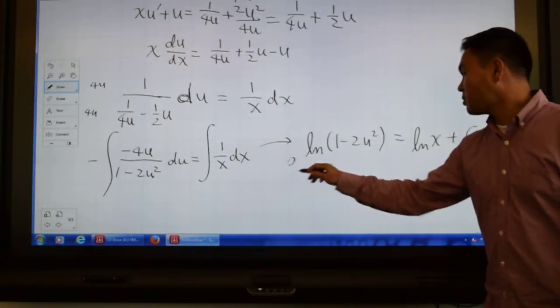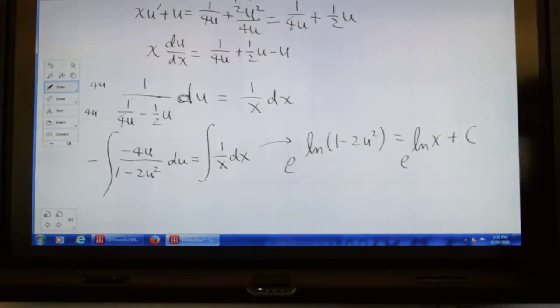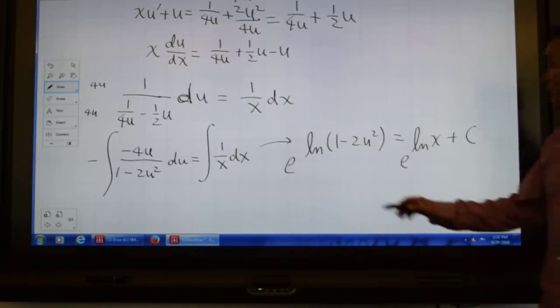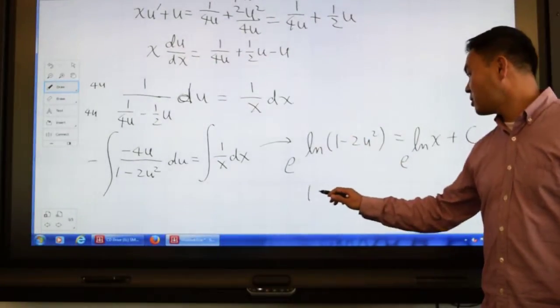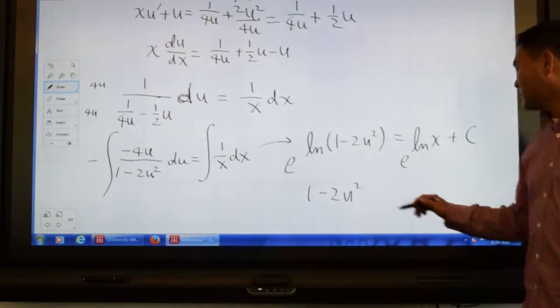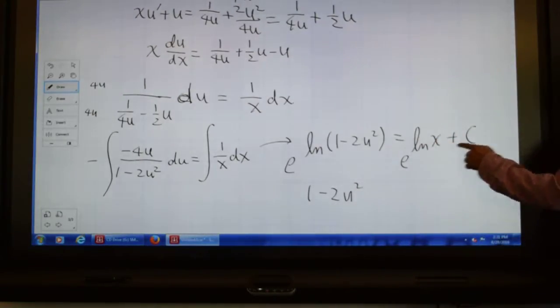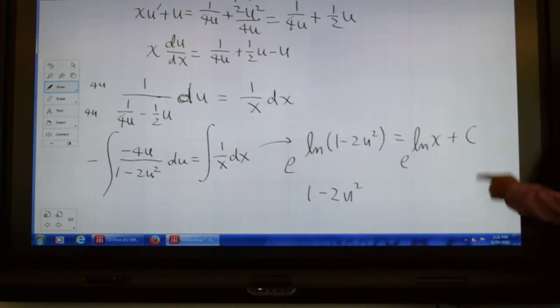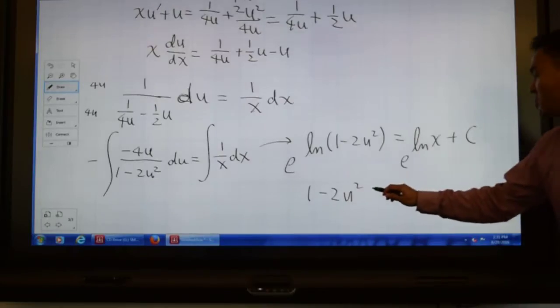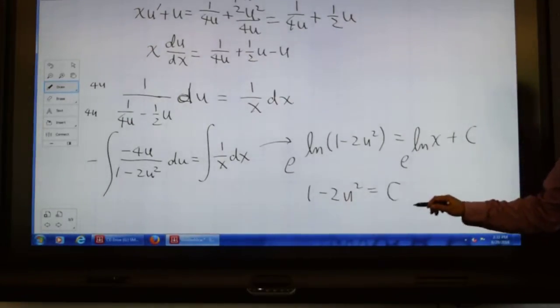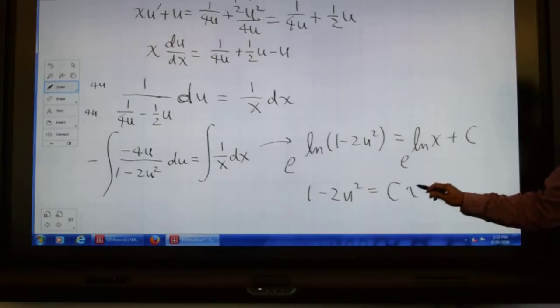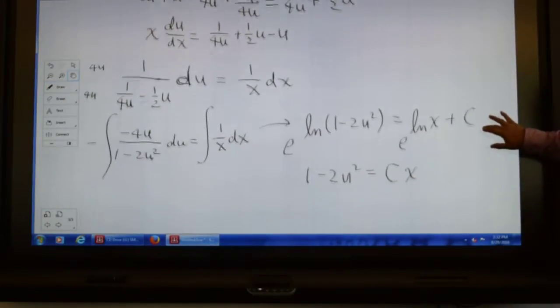So I can try to solve for u by getting rid of the ln's. And this is really e to the ln x multiplied by e to the c. I'm just going to call e to the c as c. And this just cancels to get you that.